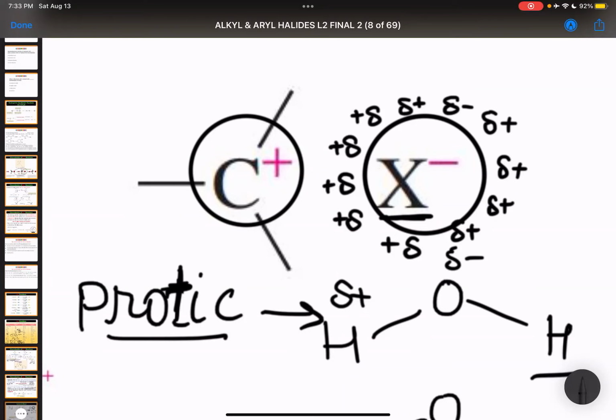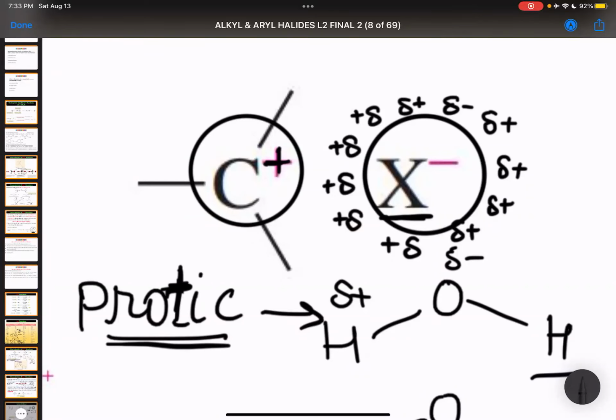Yes, sir. And not only is the leaving group stabilized, the carbocation is also stabilized. How come? The carbocation plays a very crucial role, because until it forms, the reaction will not proceed ahead. So we need to do something to stabilize the carbocation, and what we can do is take a polar protic solvent. That's the easiest way.